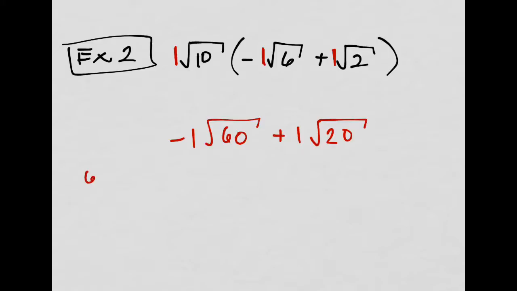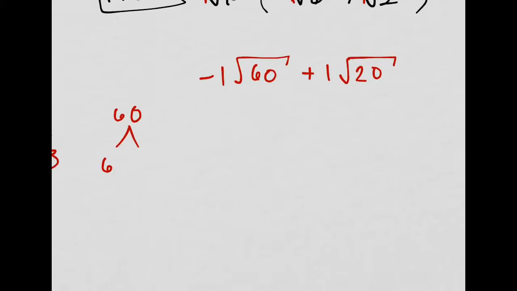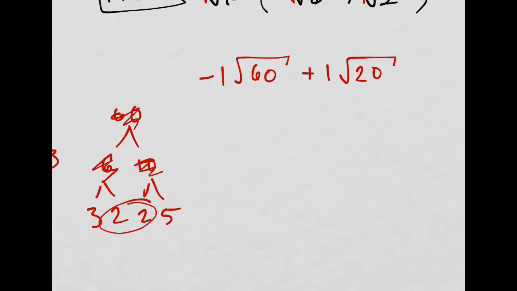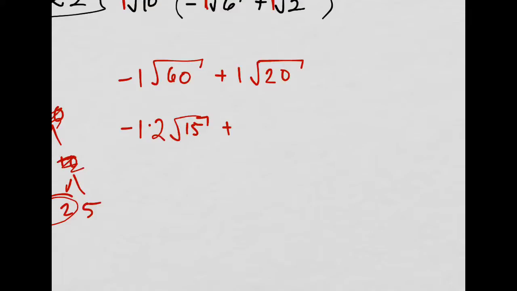And now I'll break these down. 60, that's just 6 and 10, which is 3 and 2, which is 2 and 5. And then I ignore those ones. And then the 3 and the 5 are on the inside. So that's negative 1 times 2. And 3 times 5 is 15. So we have that. Plus, let's see what happens with the 20.